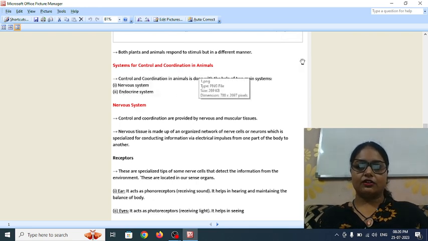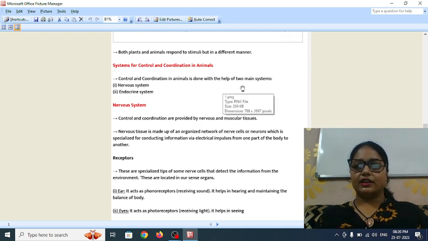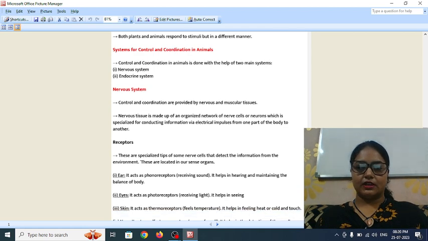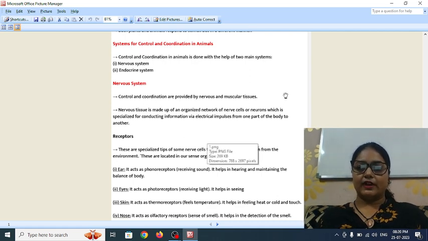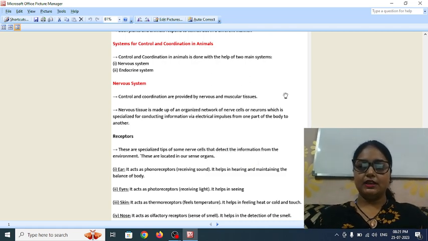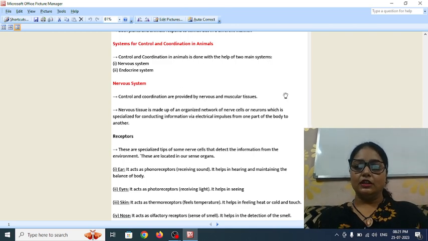The system of control and coordination in the animal. Control and coordination in an animal is done with the help of a main system. As you know, we have different types of systems in our body which help us to do various works. We have two systems, the nervous system and the endocrine system. Now we will discuss the nervous system first. Control and coordination are provided by the nervous system and the muscular tissue. It means our nervous system is responsible for giving commands to our muscles and other parts of the body to control their functioning.